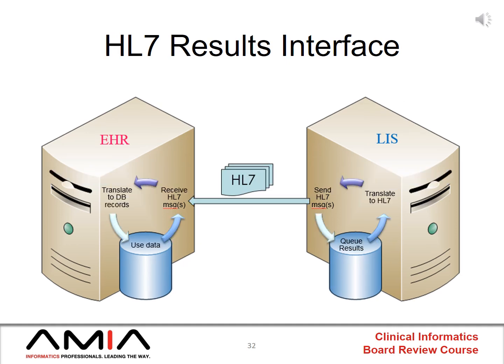This slide shows a prototypical HL7 results interface, where results are generated by the laboratory information system. They are then translated back into HL7, and the HL7 headers and information that is passed is distinctly different from what you would typically see with orders. Those HL7 messages are then transmitted back to the EHR. The EHR receives those HL7 messages. They translate those HL7 messages back into their own database records of results, and then end users are able to use the laboratory results to help take care of patients.